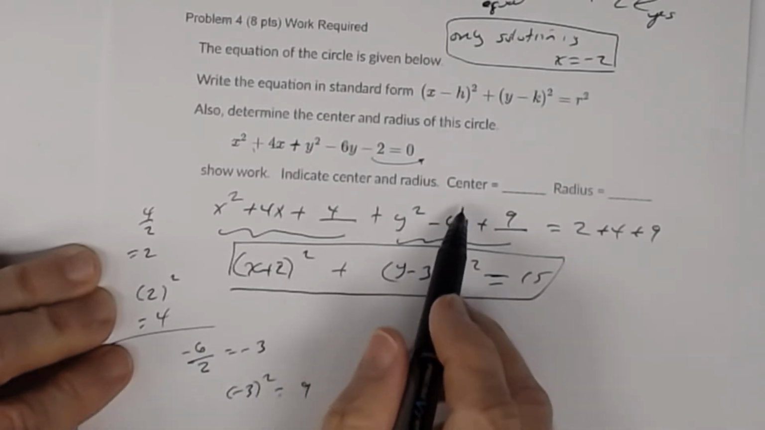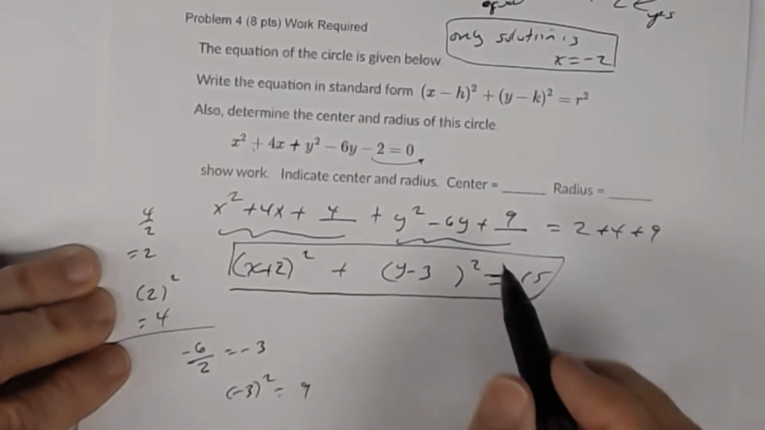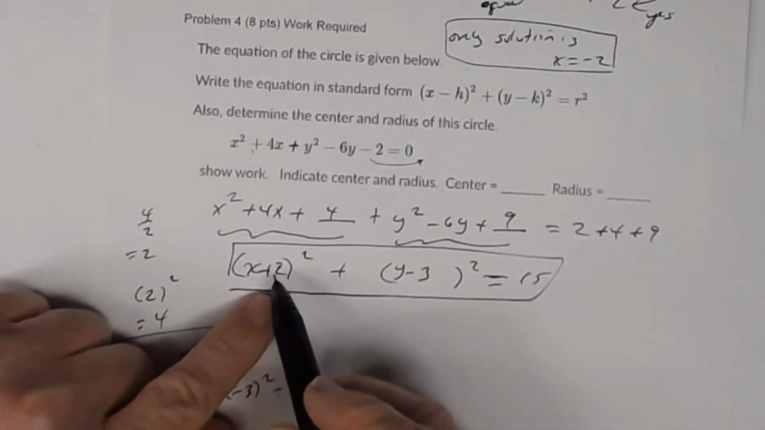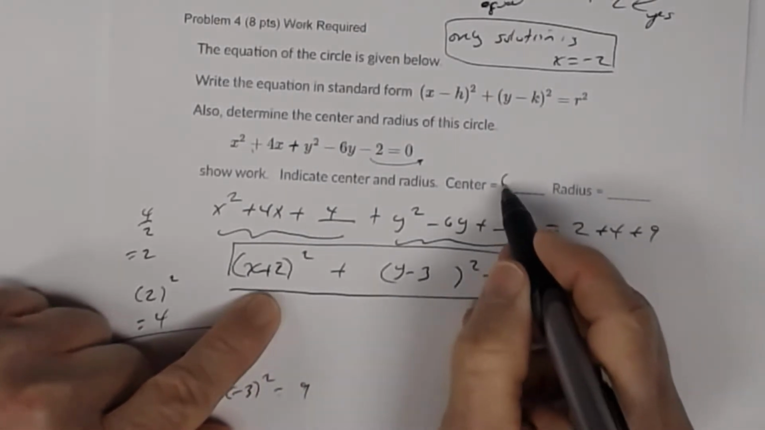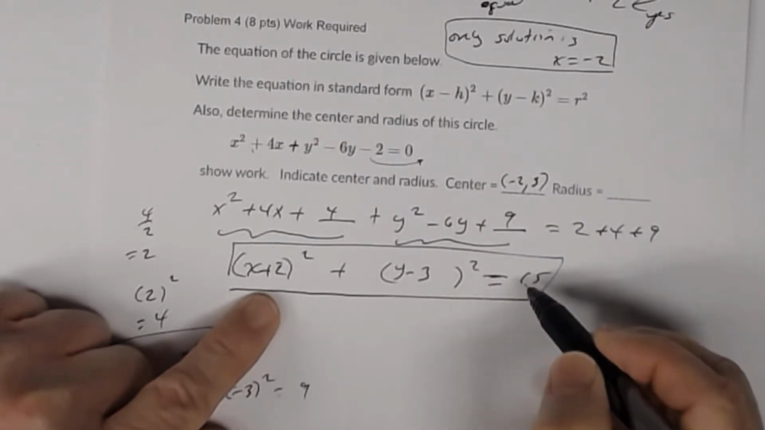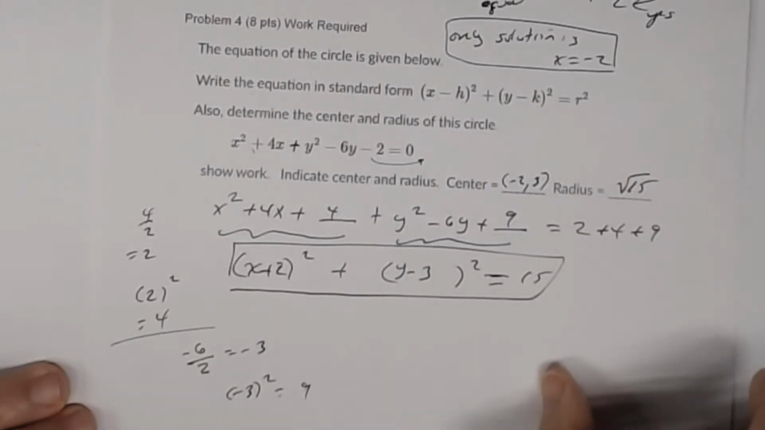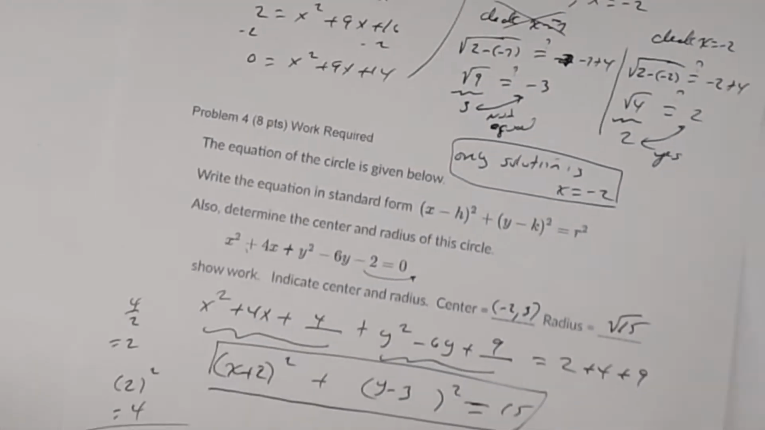Okay, now we got to find the center. So you wrote it in standard form. Now you're going to find the center. So the center will be negative 2, positive 3. Negative 2, positive 3. And the radius is the square root of this number. So the radius will be the square root of 15. Okay, and that was it. That's all you have to do, number 4.